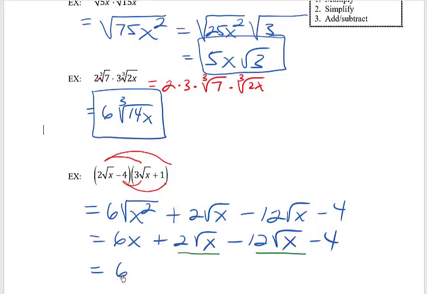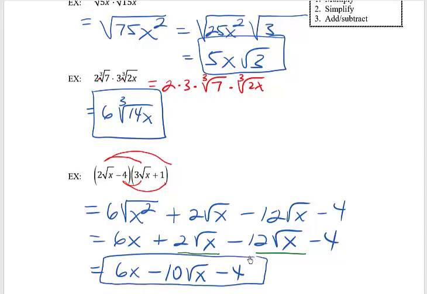So let's see, I can't do anything with the 6x. For these two middle guys, 2 and negative 12 makes negative 10. Remember, you just combine the coefficients. The rest of it stays the same. And then that minus 4 at the end. And I know it doesn't look like that great of an answer, but that's the best I've got. I can't simplify this any more than this expression here.